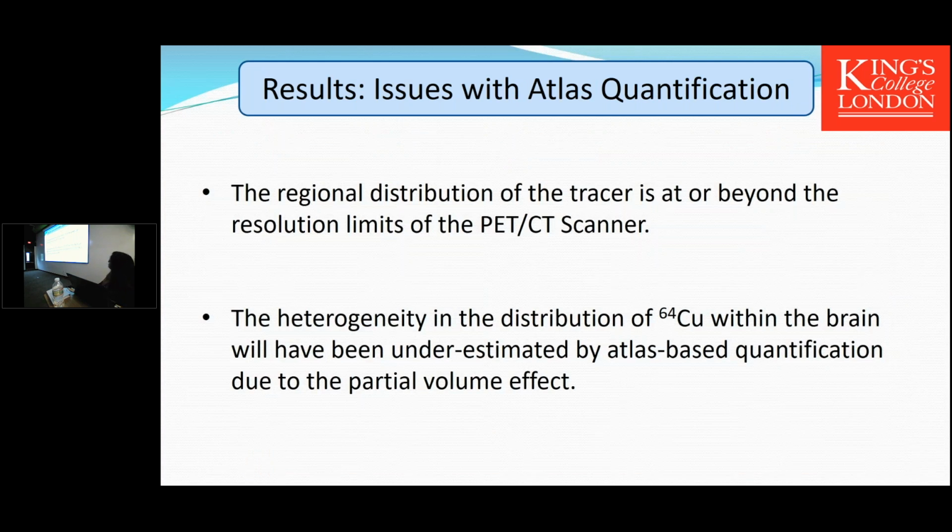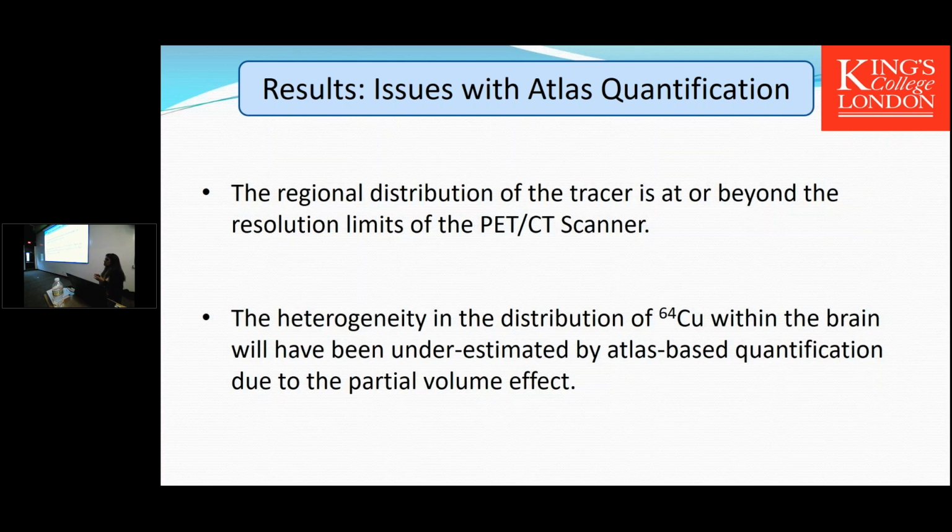So the regional distribution of the tracer is at or beyond. This is the issue that we had and why we decided to use a different method in a way to almost complement the atlas quantification and to give us some reassurance regarding the data that we're seeing. So one thing is that the regional distribution of the tracer is at or beyond the resolution limits of the PET-CT scanner, because we're talking about the brain, and this is a very small structure, a mouse brain. And also, we realized that the heterogeneity in the distribution of the copper-64 in the brain was probably underestimated in terms of quantification by the atlas-based method due to partial volume effect.